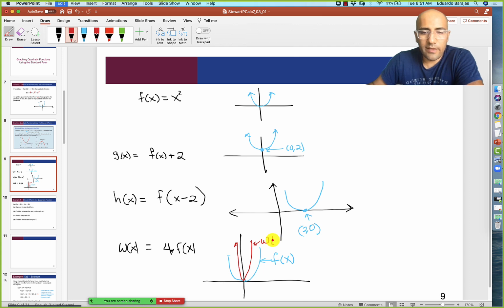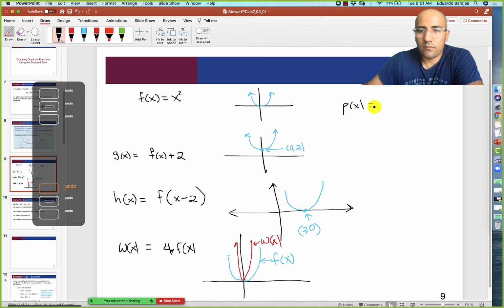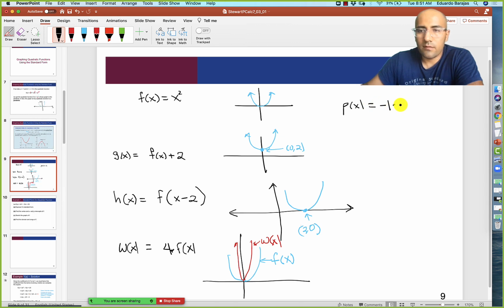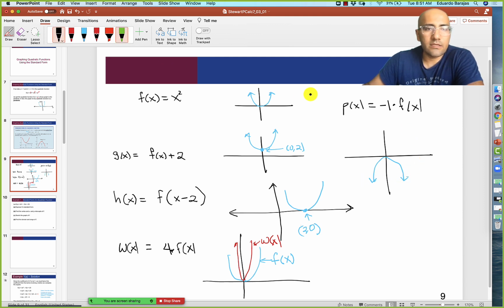And what happens when we multiply the function by a negative one? We multiply the function on the outside by negative 1, it's going to be a reflection about the x-axis. And so let's say, again, we have a new function, I don't know, p of x, which is equal to negative 1 times f of x. Then this is going to be similar to our parabola, but upside down. The negative 1 is a reflection about the x-axis. Good. Any questions about these things?